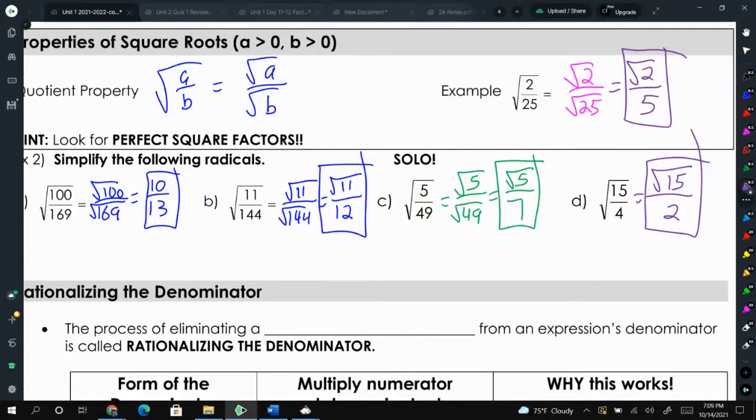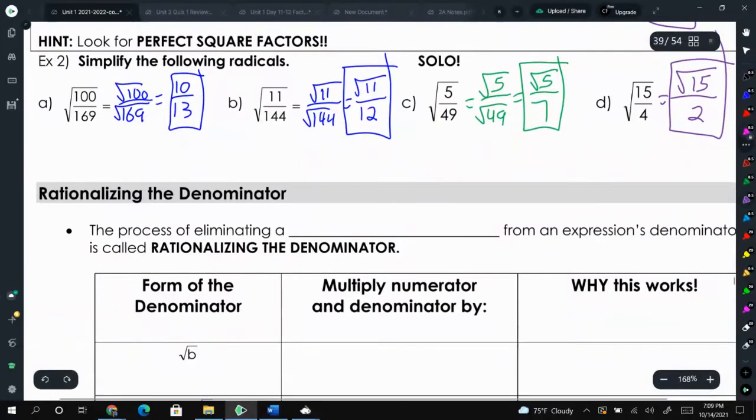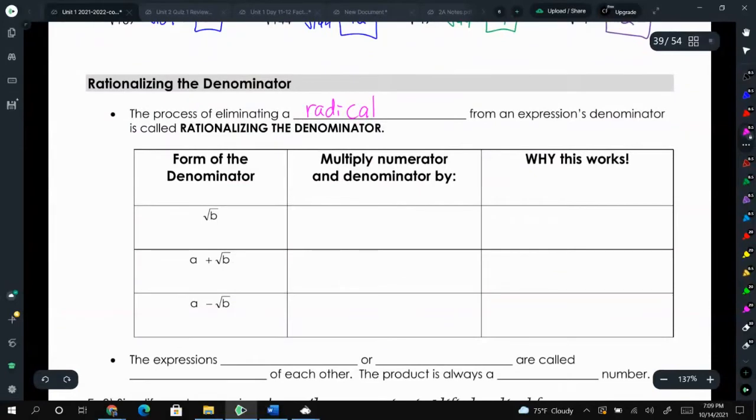But what if you cannot do that? What if I have the square root of 17 in the denominator? How do we handle that? Well, there's a process called rationalizing the denominator. And what that does, it eliminates a radical from the denominator, and in this case it's a square root, but it can work for any radical. That's called rationalizing the denominator.